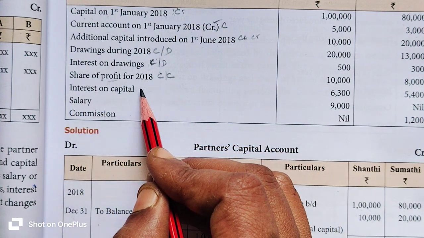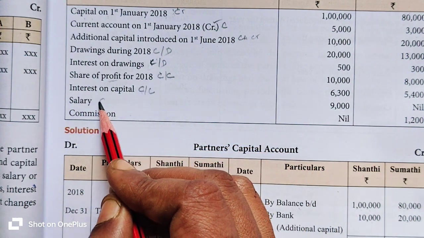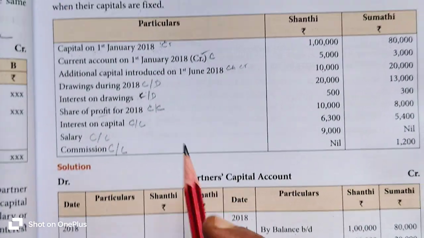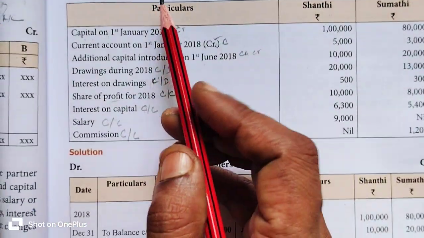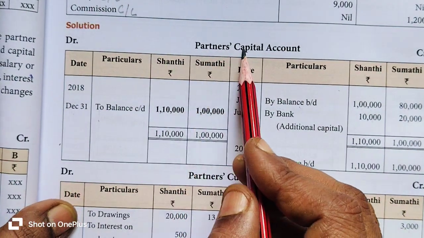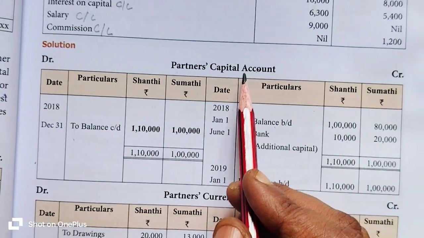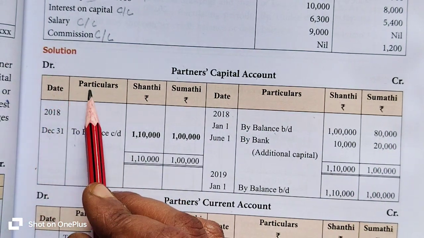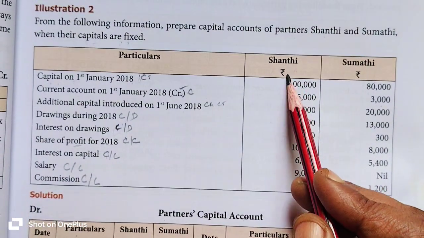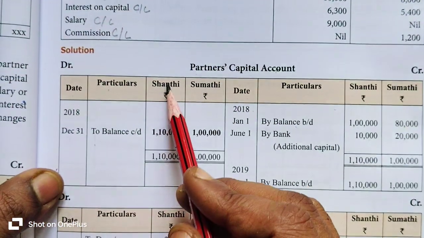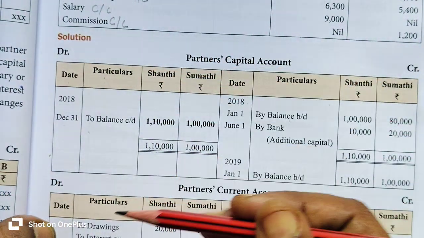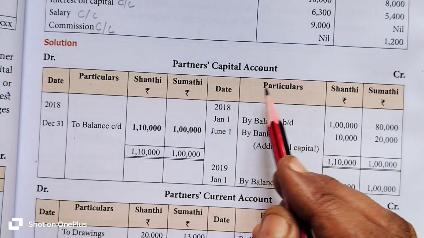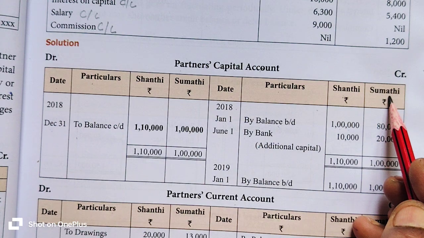Interest on capital will appear on the current account credit side. Salary, current account credit side. Commission, current account credit side. According to the fixed capital format, you should first write the partners' capital account. So you know the format, like the ledger account. On the left hand side, date, particulars; the 2 partners' names are given here, so you have to write the 2 partners' names. On the right hand side, credit, date, particulars, you also write the 2 partners' names.